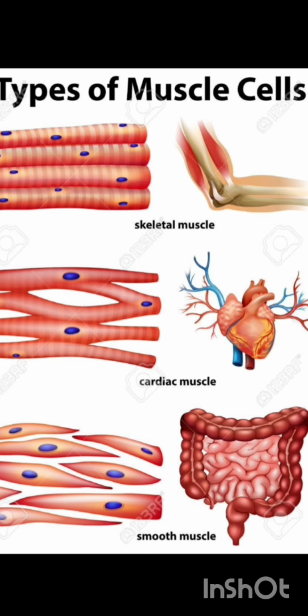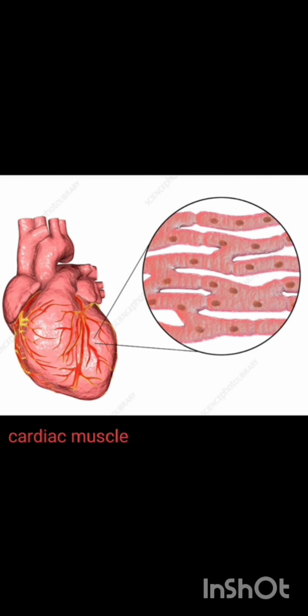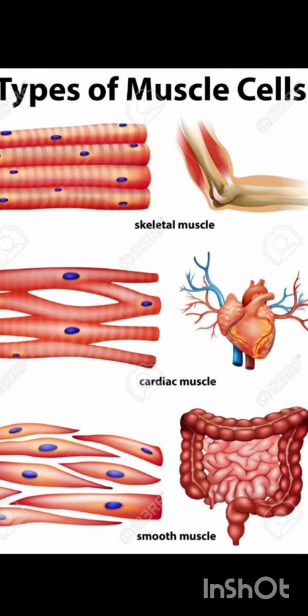Next, cardiac muscles. It is a special contractile tissue present in the heart. The muscle fibers are cylindrical, branched and uninucleate. The branches join to form a network called intercalated discs, which are the unique distinguishing feature of the cardiac muscle. The contraction of cardiac muscle is involuntary and rhythmic. So, these are the types of muscles and muscle tissues.